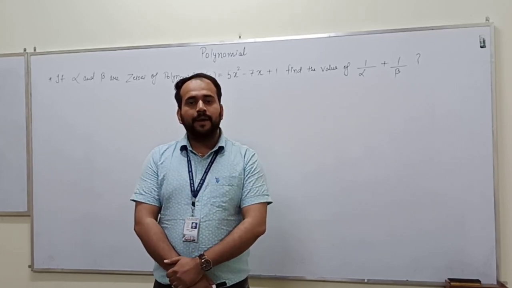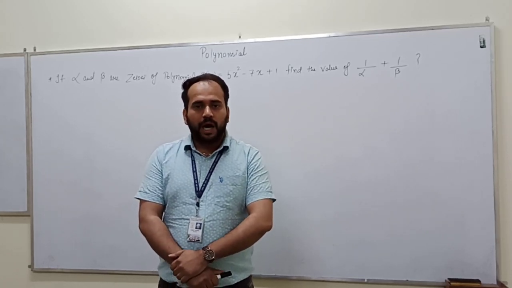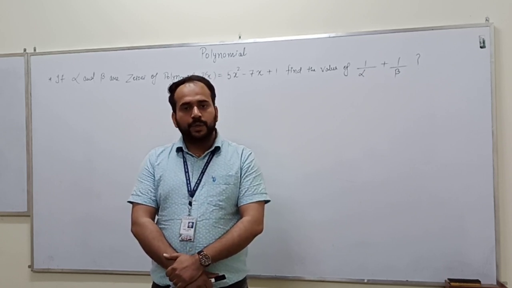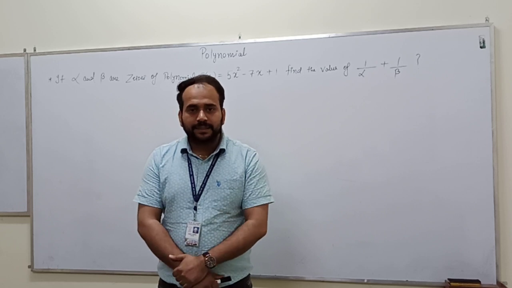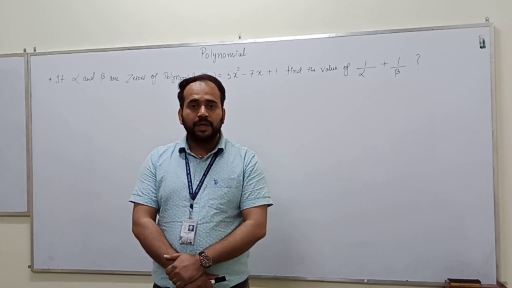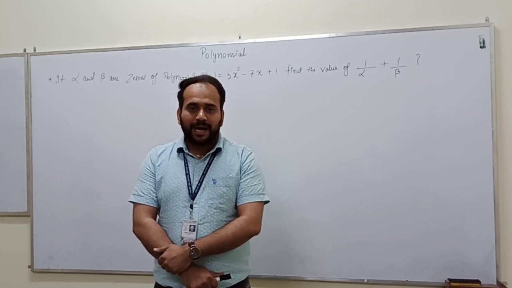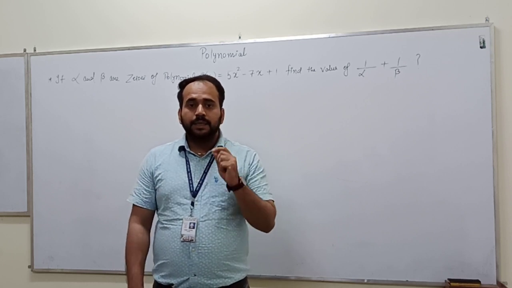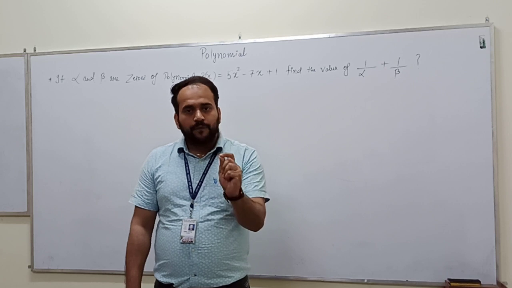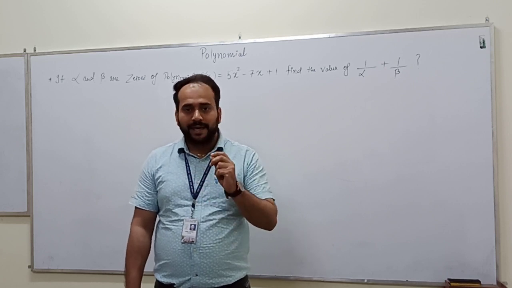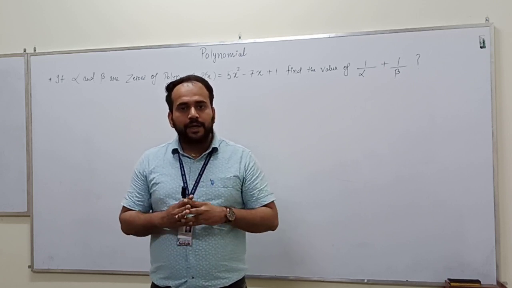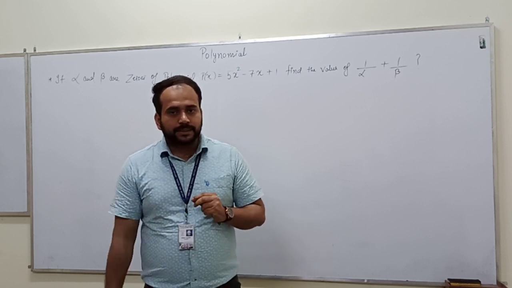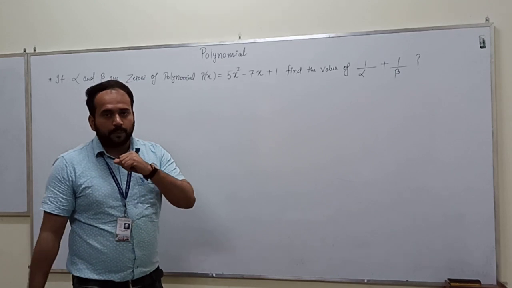Hello students, in my previous video I told you how to find the zeros of a polynomial, and after finding the zeros we discussed that there is a relationship between the coefficients of the polynomial and the zeros of the polynomial. What was the relation? The sum of the zeros, alpha plus beta, is equal to minus b upon a, and alpha into beta is equal to c by a. So today we are going to discuss a question based on these properties.